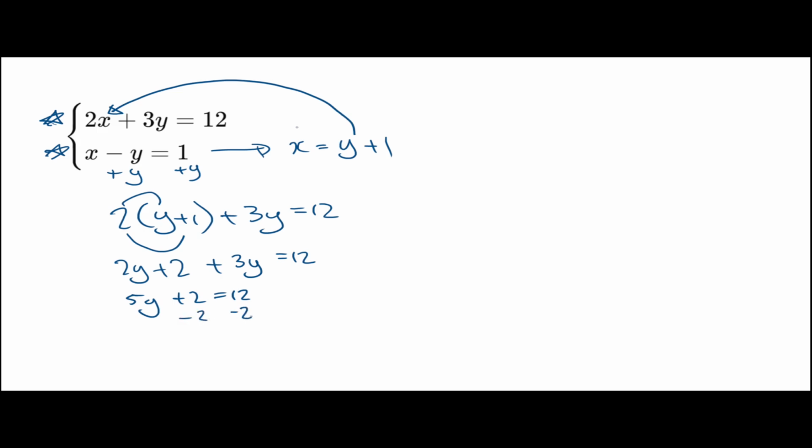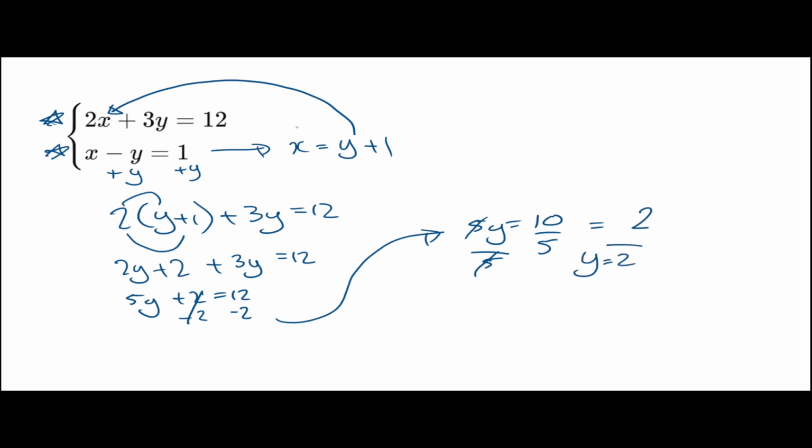I'm going to take 2 away from both sides. So I have 5y equals 10. 12 minus 2 is 10. And then I'm going to divide both sides by 5. And that is 2. So y is 2.